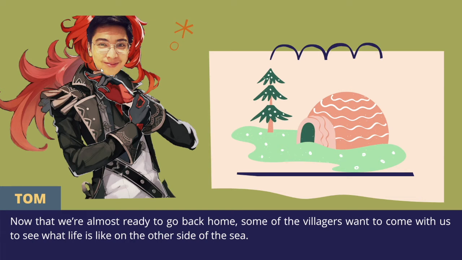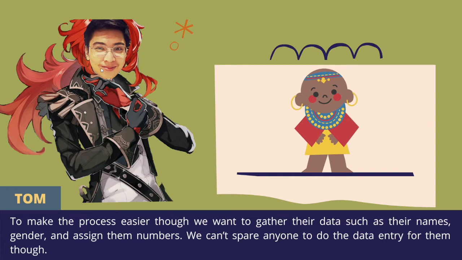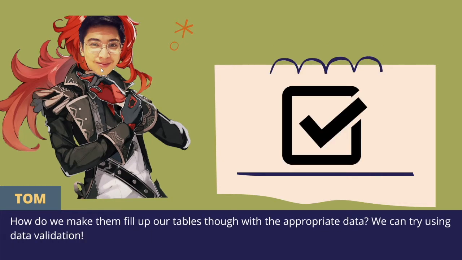Now that we're almost ready to go back home, some of the villagers want to come with us to see what life's like on the other side of the sea. To make the process easier though, we want to gather their data, such as their names, gender, and assign them numbers. We can't spare anyone to do the data entry for them though. How do we make them fill up our tables though with appropriate data? Well, we can use data validation.